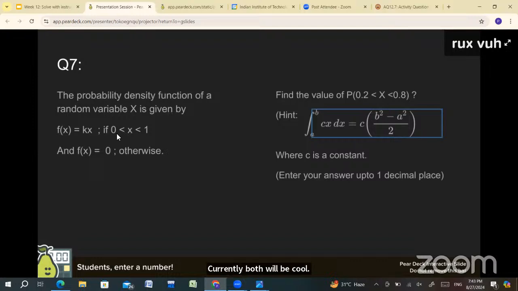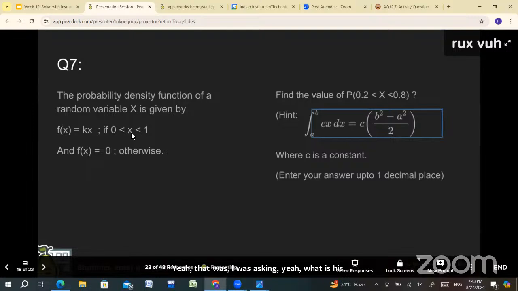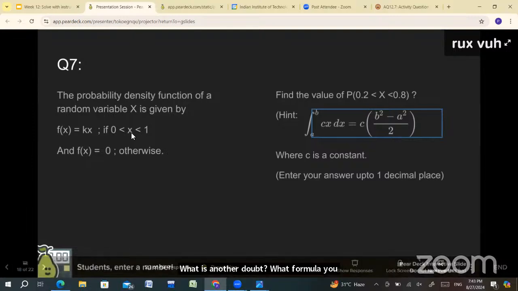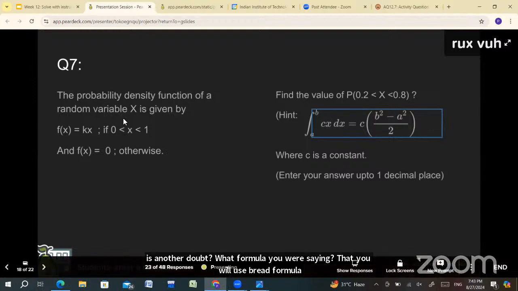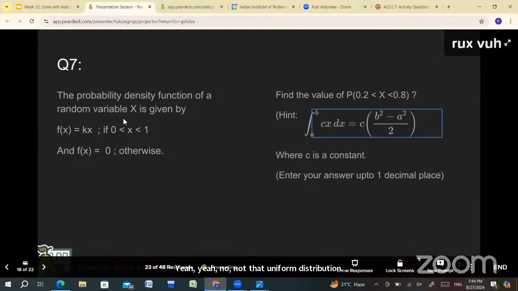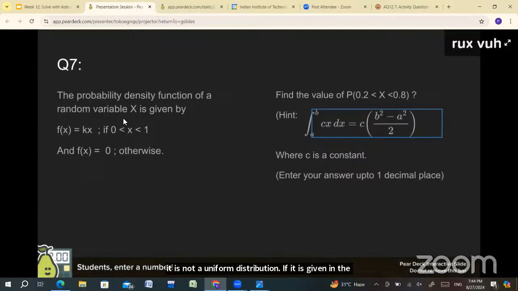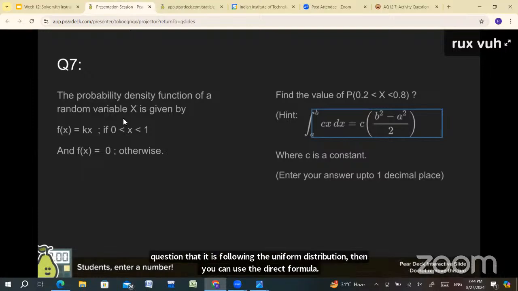Bhaskaran sir, you are saying something, sir. This is not a uniform distribution. It's not a constant. If it is a uniform distribution, f of x would be a constant. Here it is kx. You cannot use the uniform distribution formulas here. The direct formula is for a uniform distribution only. If it is given in the question that it is following the uniform distribution, then you can use the direct formula. Otherwise, just integrate it.